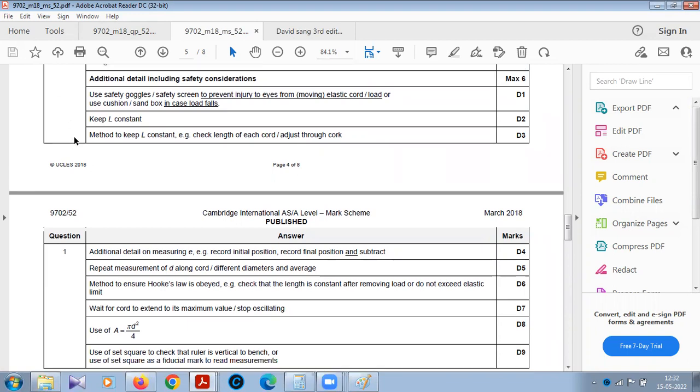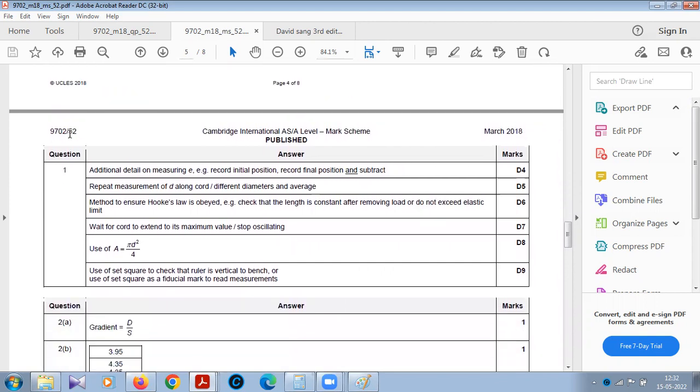Method to keep L constant: you can check the length of the cord every time you take and hang the weight. Okay, then what else you can do?